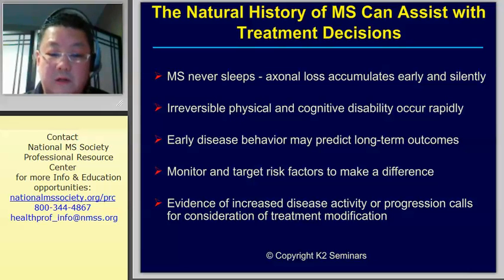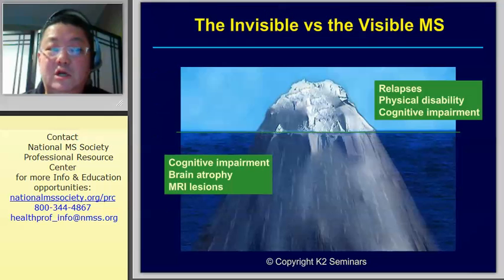The goal in the process is to go ahead through monitoring and targeting risk factors to help make that difference again. Evidence of increased disease activity or progression calls for consideration of treatment modification. So as you see the disease change, as you go from one level to the next, you need to pay attention to this so you can change your treatment protocol.